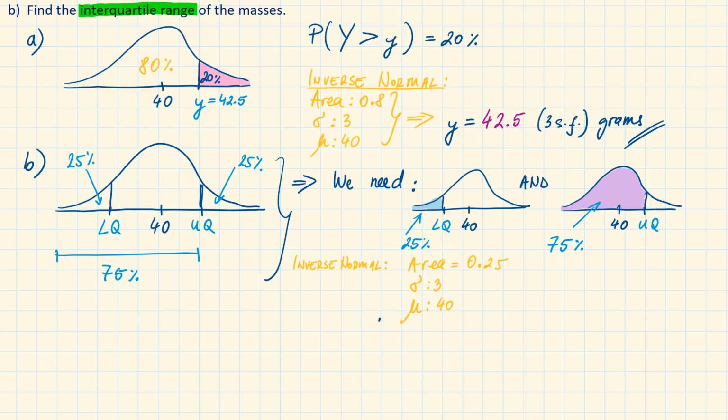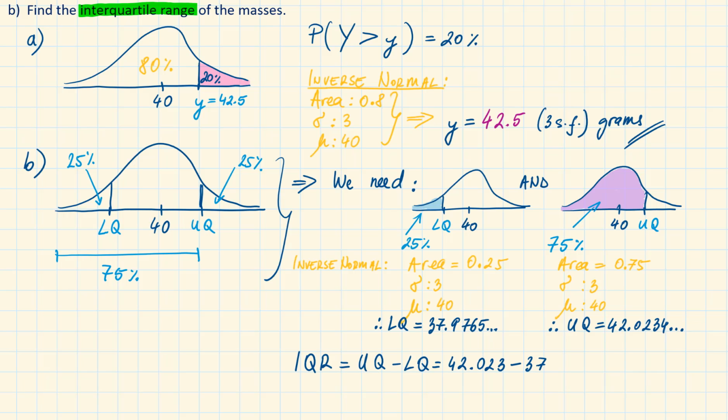Inputting the values gives us the lower quartile, which is 37.9765, and so on. Inputting the values for 75% area gives us the upper quartile, which is 42.0234, and so on. The interquartile range is upper quartile minus the lower quartile, and this is equal to 4.05 to 3 significant figures.